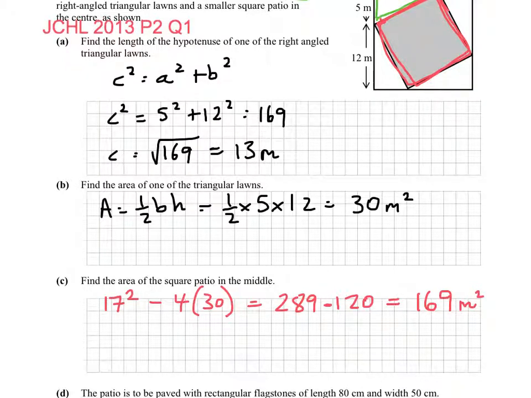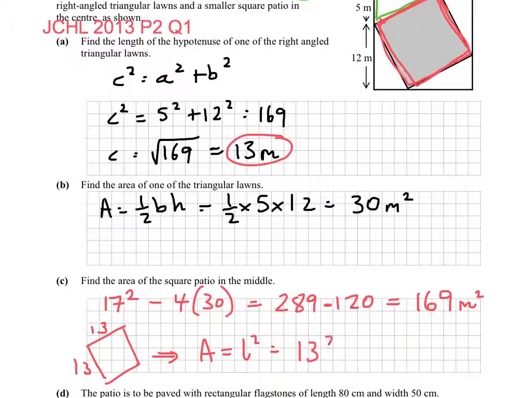Now that's not the only way of doing it. An alternative way is just to appreciate that the square that we have, we were able to work out that its sides were 13. So all we need to do is work out the area as being a length squared, which is 13 squared, which is 169 meters squared.